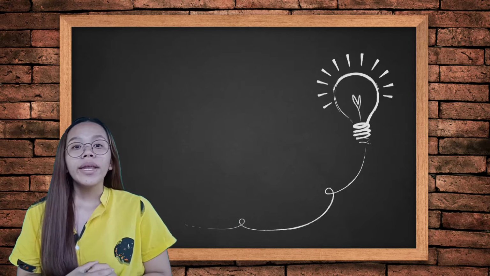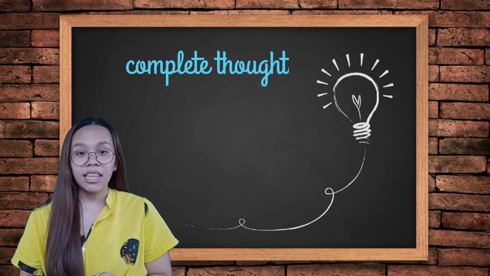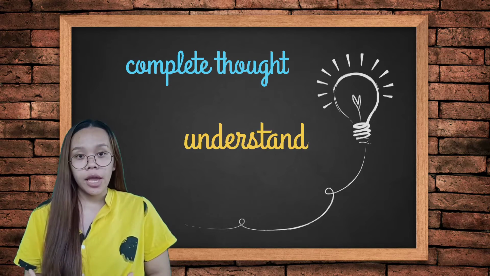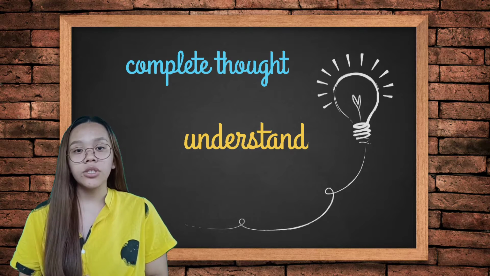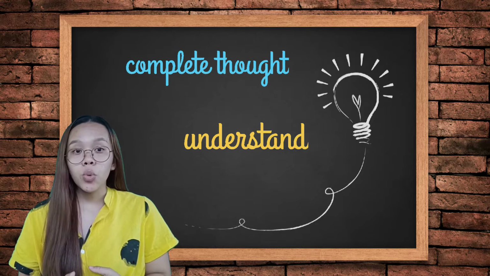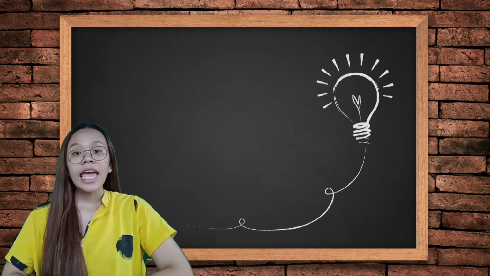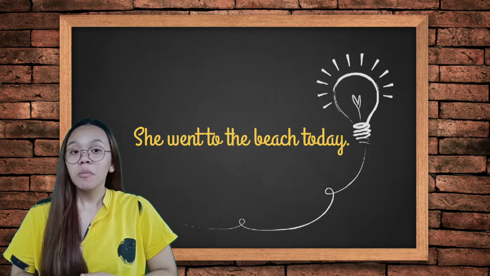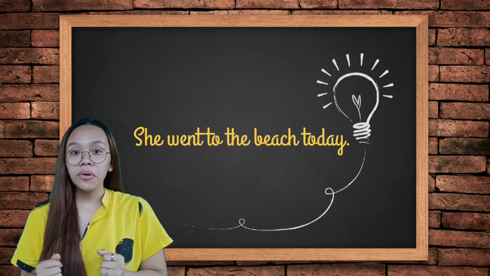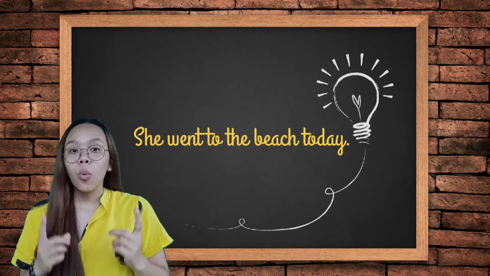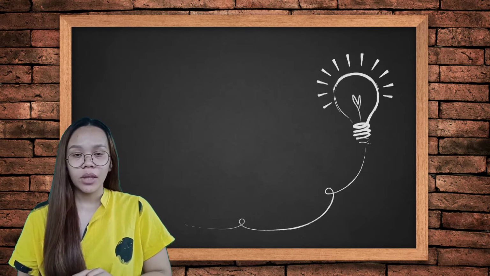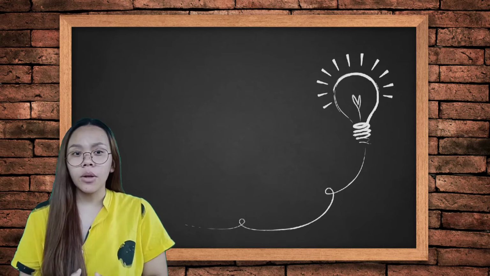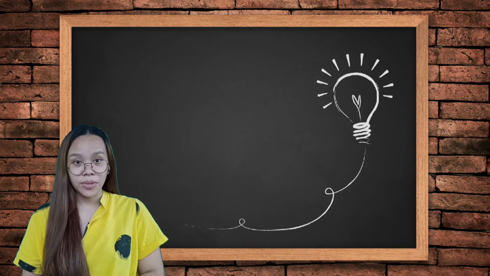Now, when I use the words complete thought, what I mean is the person can understand what the other person is trying to say just by reading the sentence. In this case, we can read it. "She went to the beach today." You know, she went where? She went to the beach today. It gives us a lot of information and it makes sense, but what about these examples?